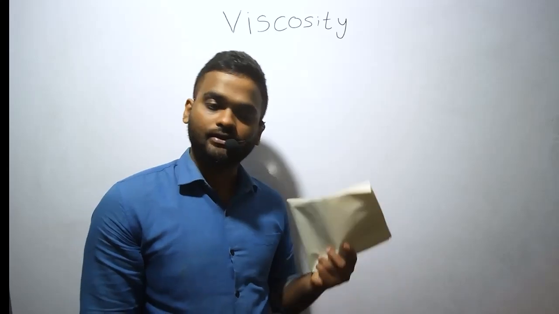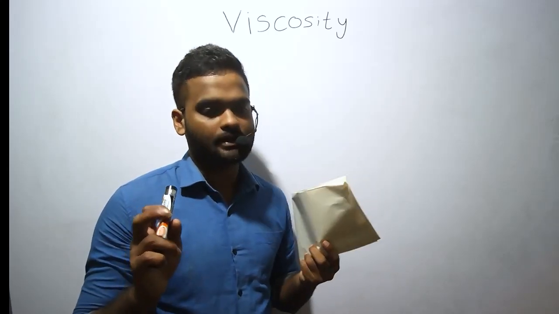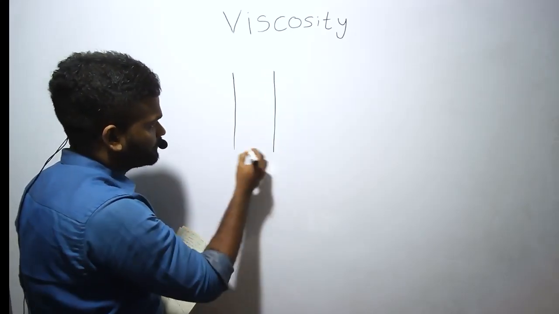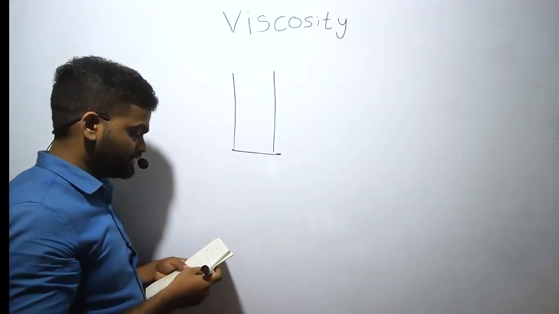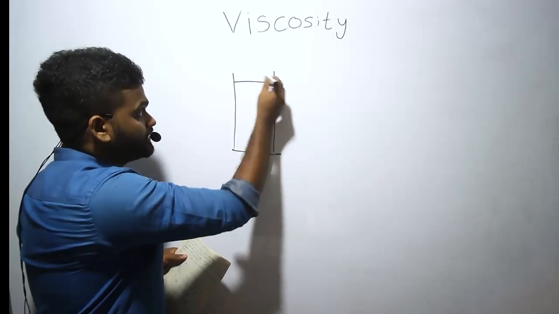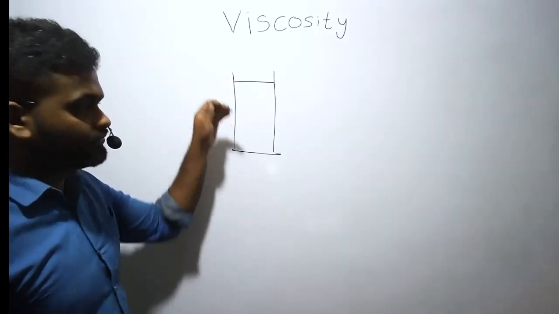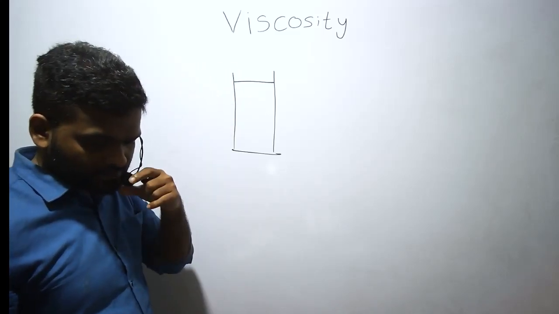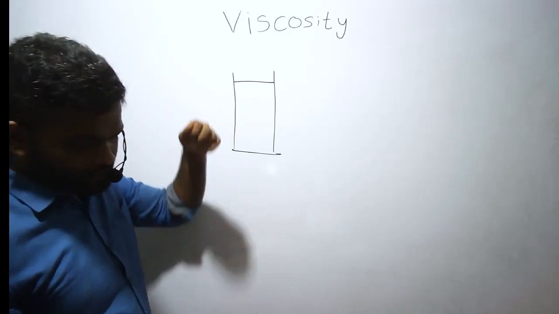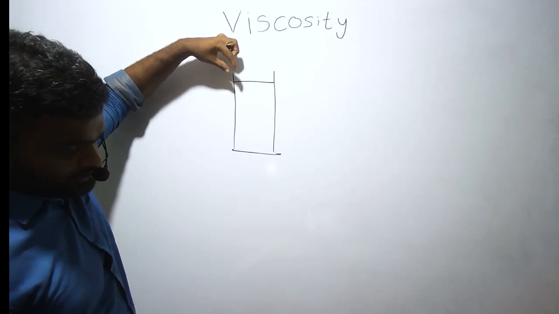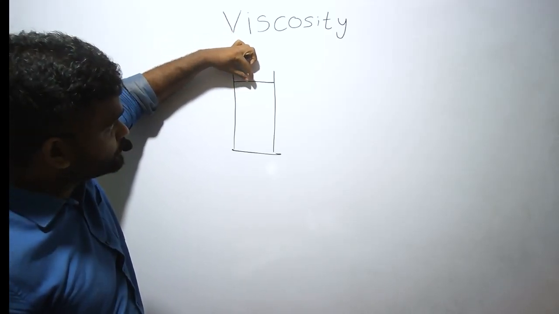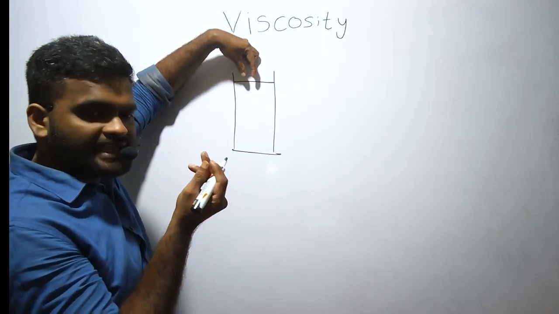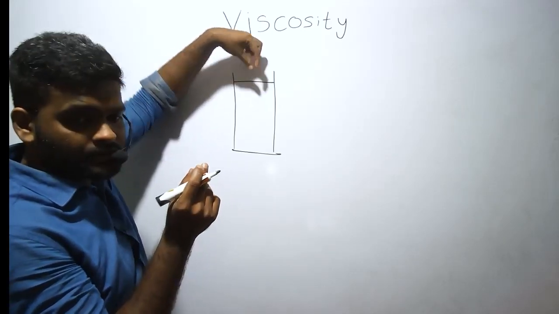So this is what you do. Listen carefully. You get a tall beaker. Then you fill the beaker with a liquid. Then what do you do? You release a small sphere, let's say an iron sphere, a small one.